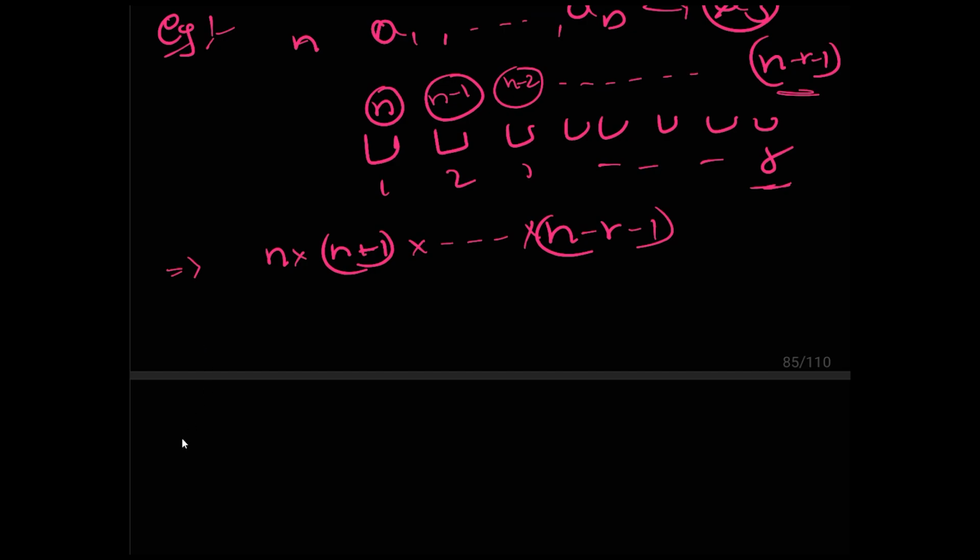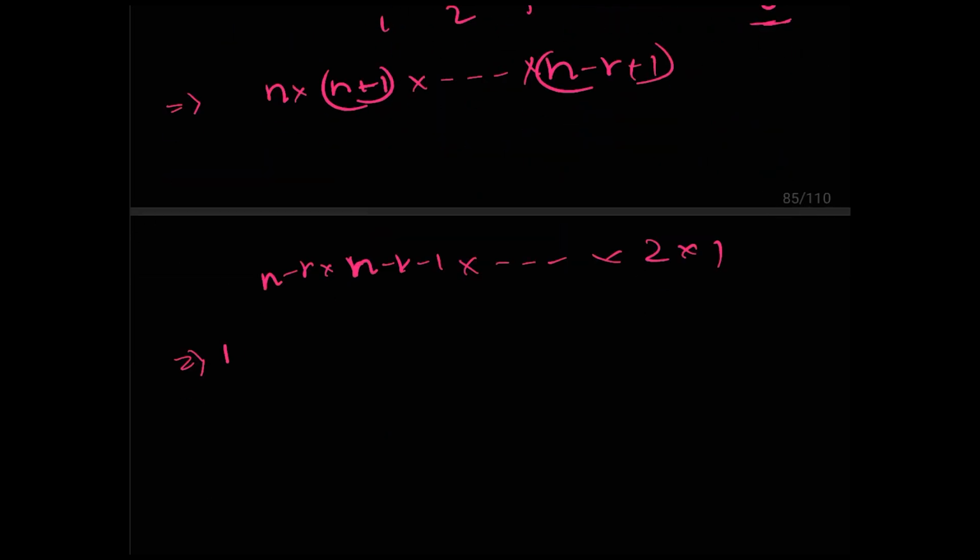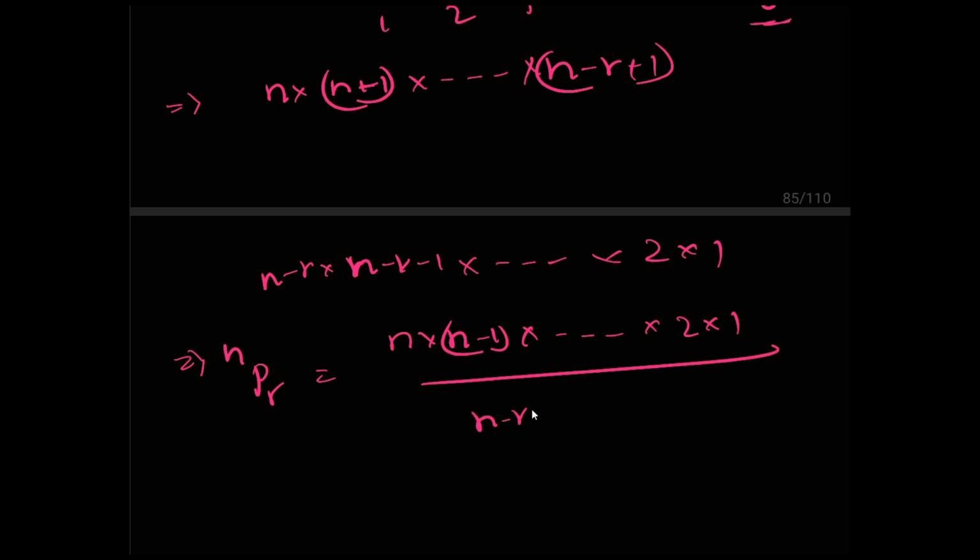Now for this, let us multiply and divide by n minus r into n minus r minus 1 into so on up to 2 into 1. Then we will get nPr as n into n minus 1 into up to 2 into 1 by n minus r into n minus r minus 1 into so on up to 2 into 1.